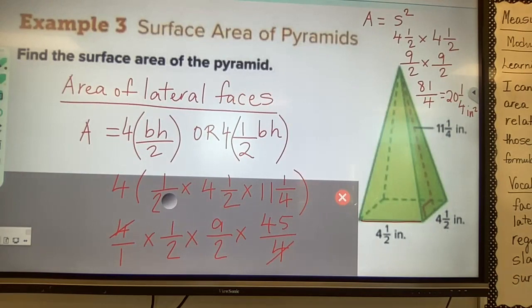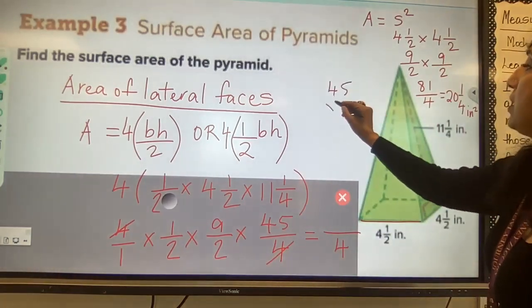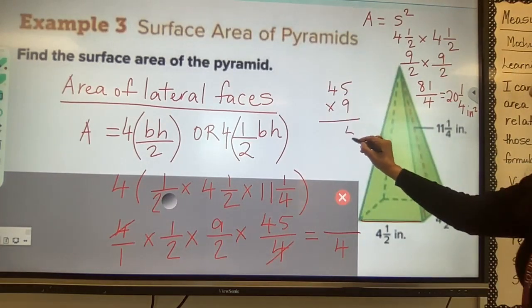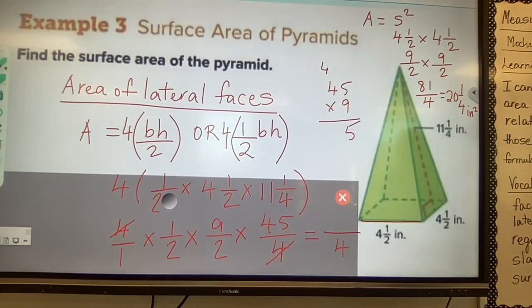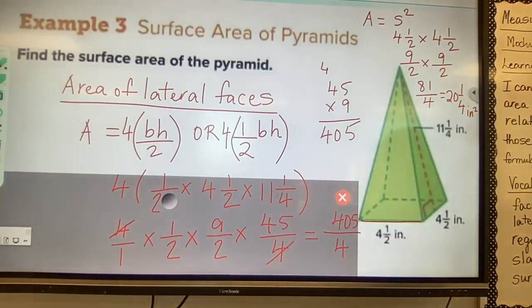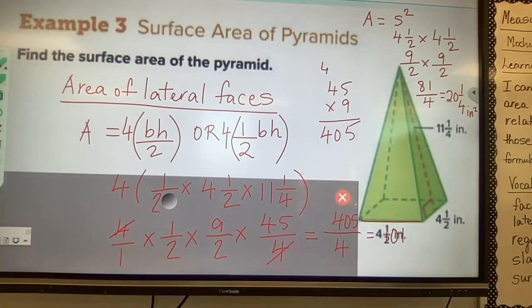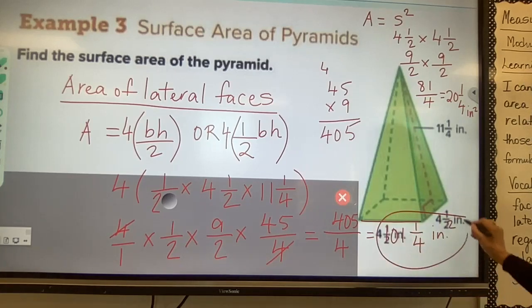And so then I have 2 times 2 at the bottom, and 2 times 2 is 4, and then I have 45 times 9. 9 times 5 is 45, and 9 times 4 is 36 plus 4, and I get 405. So 405/4. And then when I convert this back to a mixed number, I am going to get 101 and 1/4 square inches. Okay, 101 and 1/4 square inches.